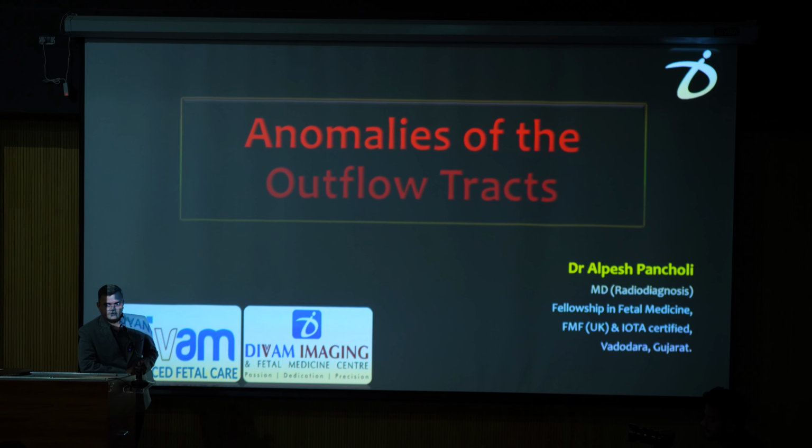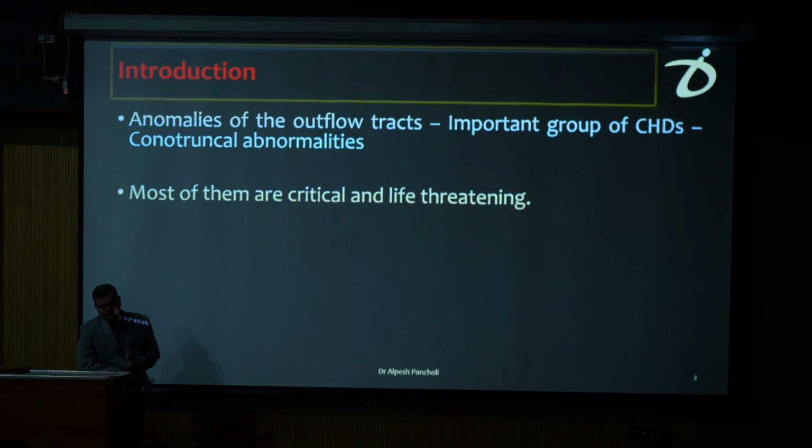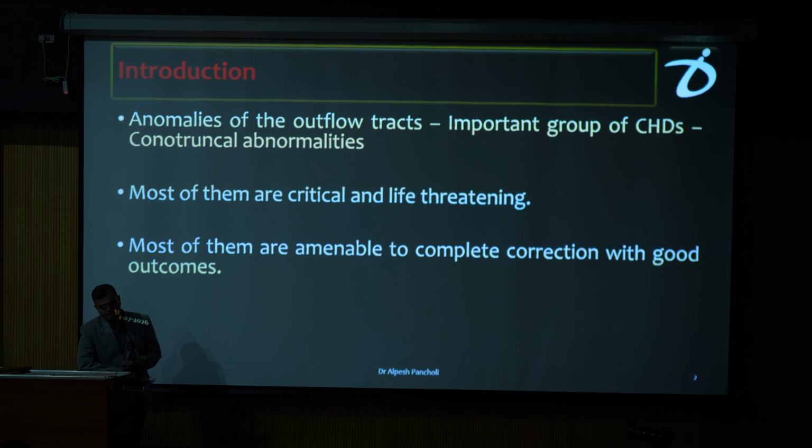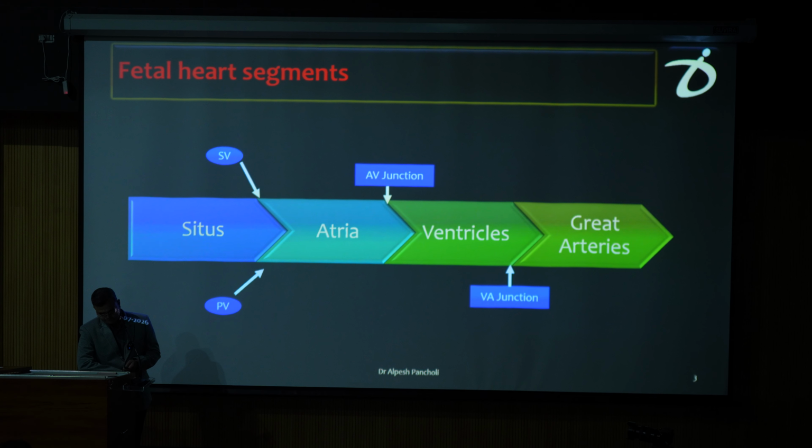So introducing the topic, the anomalies of the outflow tracts are a very important group of congenital heart disease. They are also known as conotruncal abnormalities. Most of them are critical and life-threatening. Most of them are amenable to complete correction with good outcomes if you diagnose prenatally. And they are often associated with genetic syndromes, most commonly 22q11 microdeletion, also known as DiGeorge syndrome.